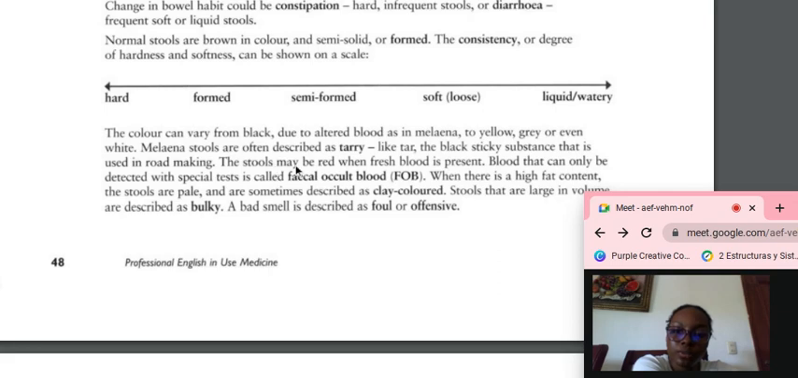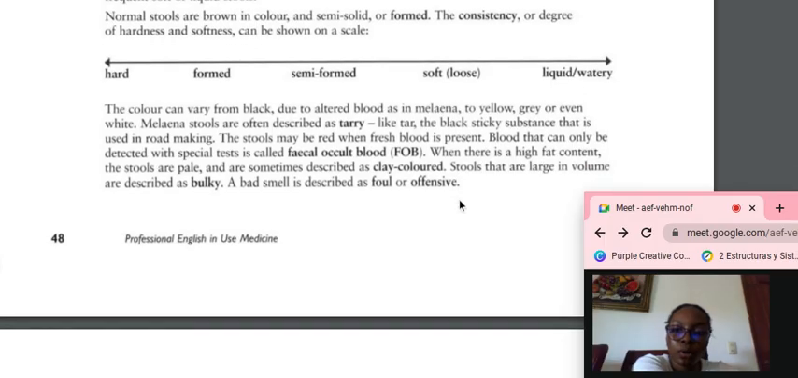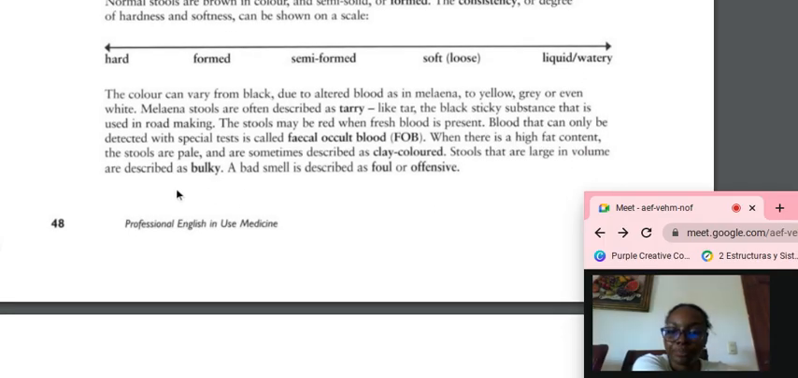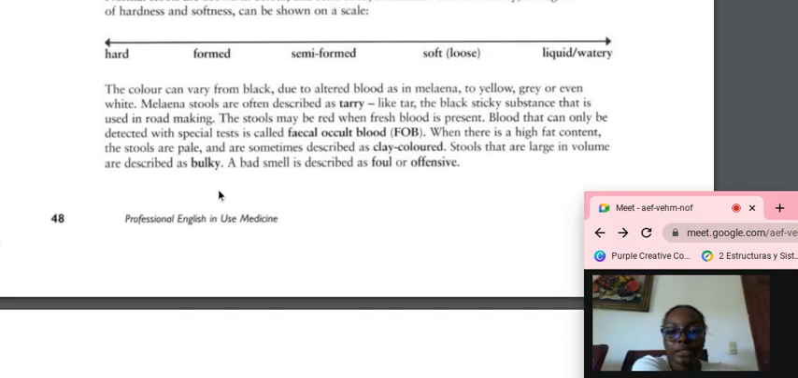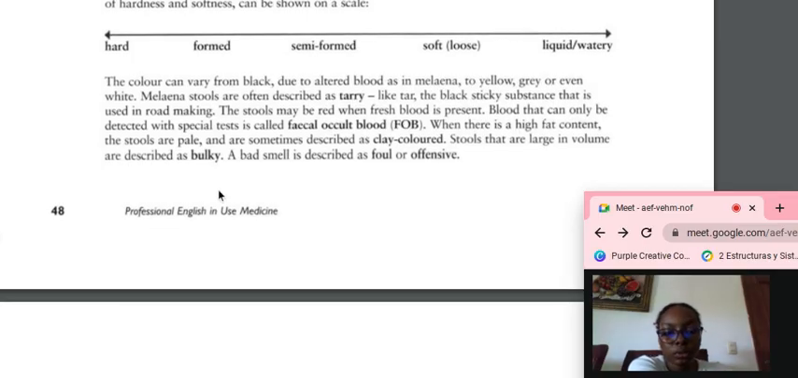The stools may be red when fresh blood is present. Blood that can only be detected with special tests is called faecal occult blood, FOB. Where there is high fat content, the stools are pale and are sometimes described as clay colored. Stools that are large in volume are described as bulky. A bad smell is described as foul or offensive.